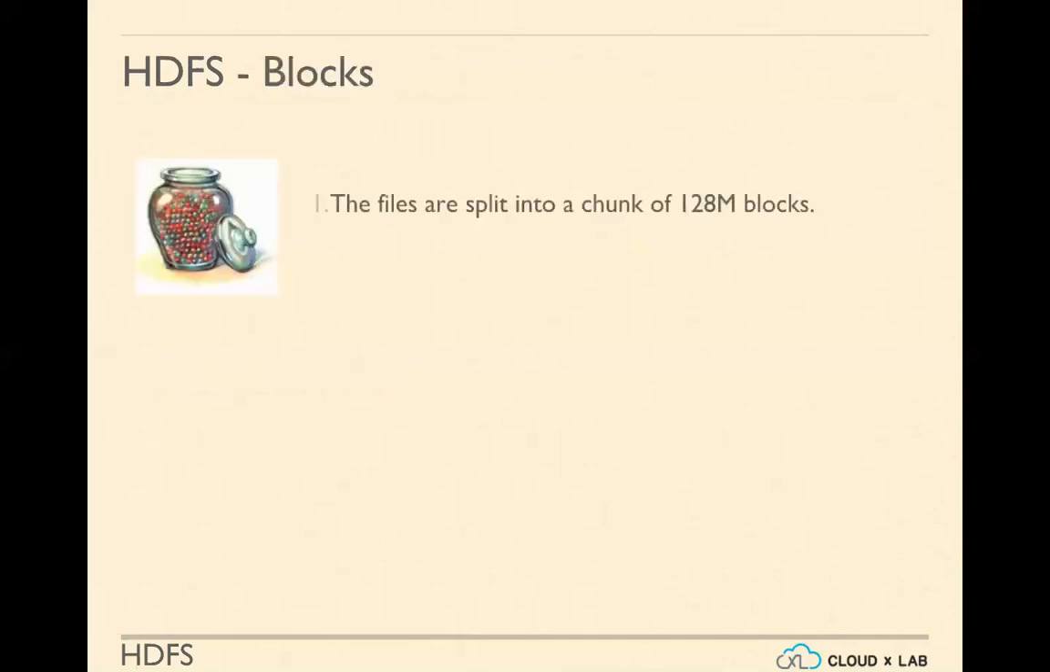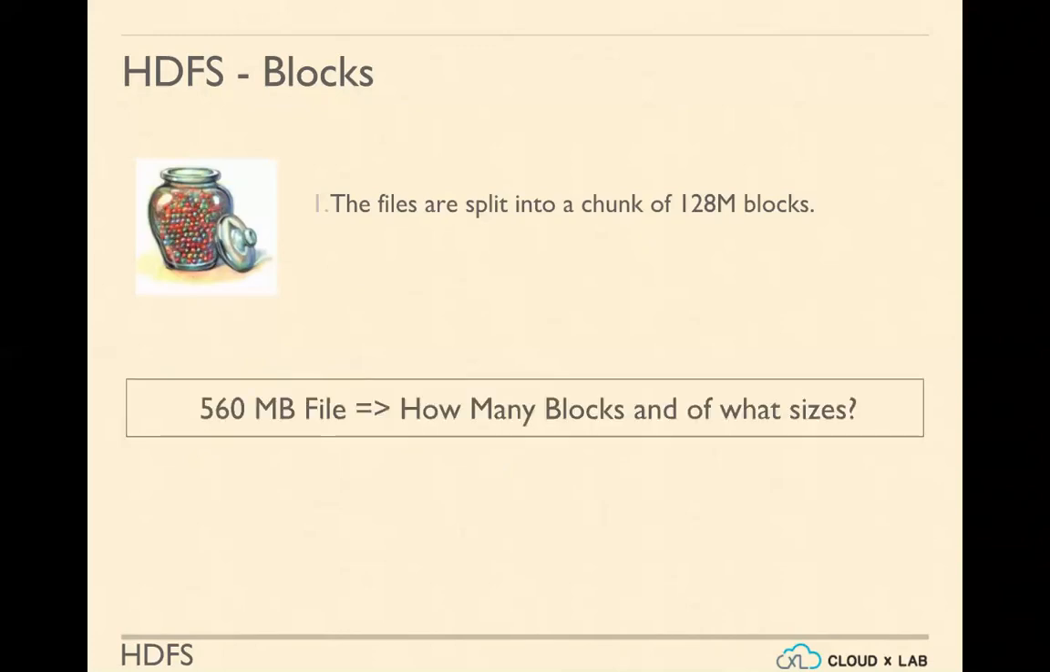All right. Now, another feature, another design construct of HDFS is blocks. Every file is split into chunks of 128 MB block. Earlier, this 128 MB used to be 64 MB. Now it's 128. So imagine that you have a file of size 560 MB. How many blocks will there be? Quickly, everyone.